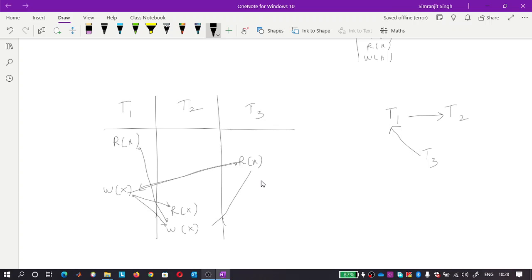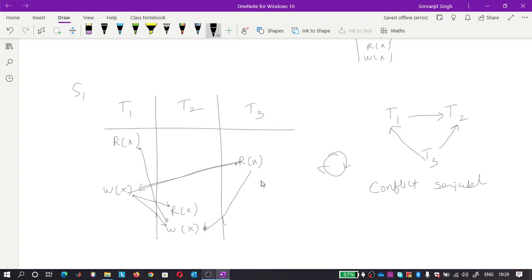Then from T3 to T2, there is a conflict here. Rx, Wx is also a conflict, so from T3 to T2 there is an arrow. See here, a cycle is not forming. A cycle would follow this direction: T3 to T1, T1 to T2, and if there were a T1 to T3 or T2 to T3, then there would be a cycle. But this is not a cycle, so you can say that the schedule, which I'm writing as S1, is conflict serializable.